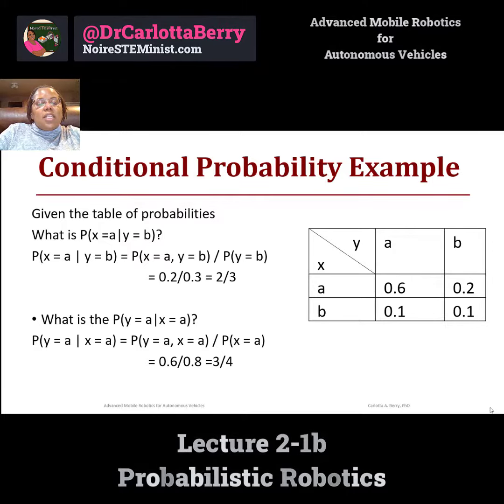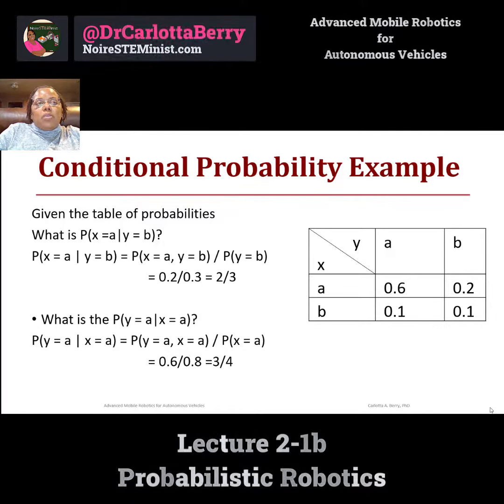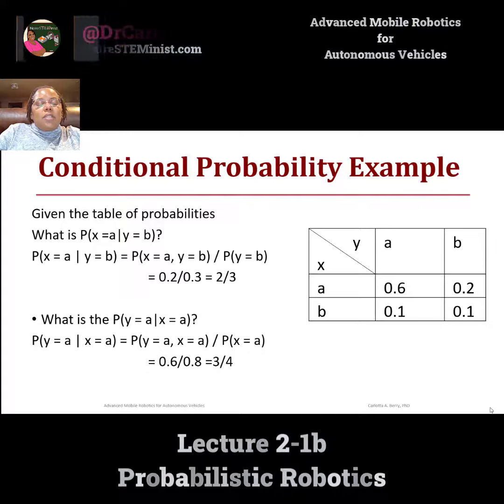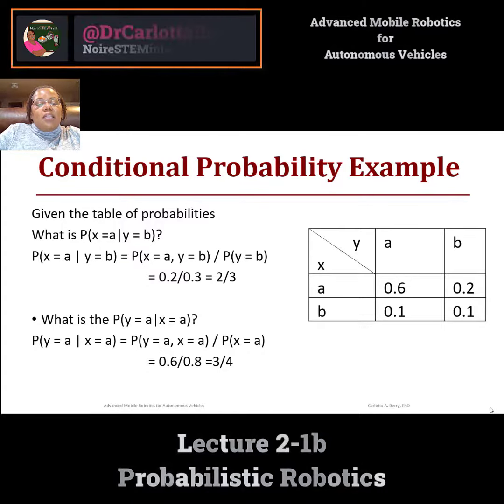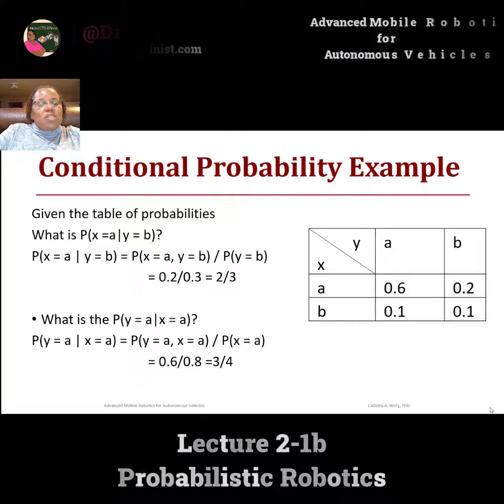So the probability that x equals a given that y equals b. So that would be the probability that x equals a and y equals b divided by the probability that y equals b. We're assuming that these are dependent. So that would be 0.2 over 0.3 or 2/3. What is the probability that y equals a given that x equals a? So that's going to be the probability that y equals a and x equals a divided by the probability of x equals a, which is 3/4.